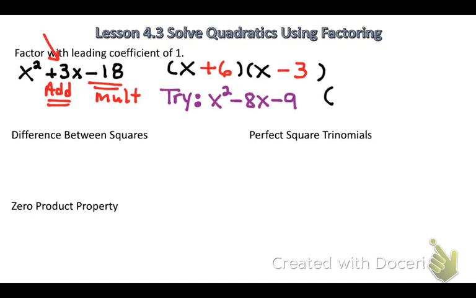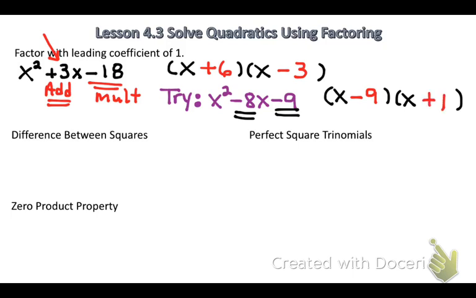Okay, so hopefully you got the first term has to be x. X times x will get me back to x squared. We need to find something that multiplies to negative 9 yet adds to negative 8. So you're thinking of all the different factors of negative 9. It could be 3 times 3, 9 times 1, and hopefully you got minus 9 and plus 1.